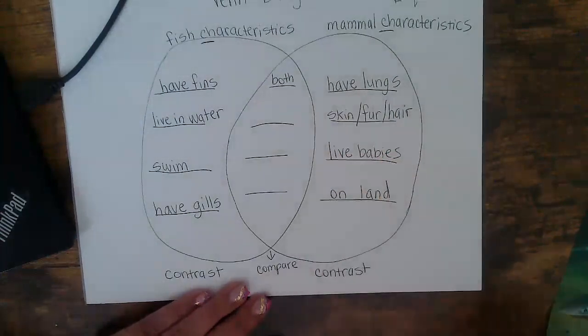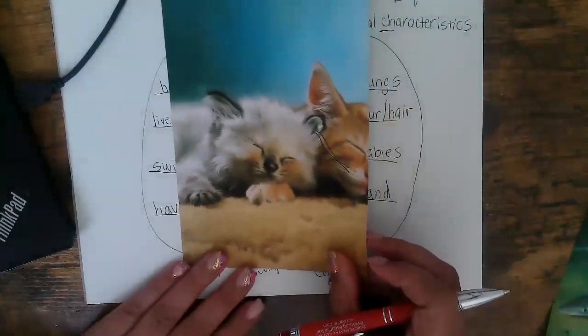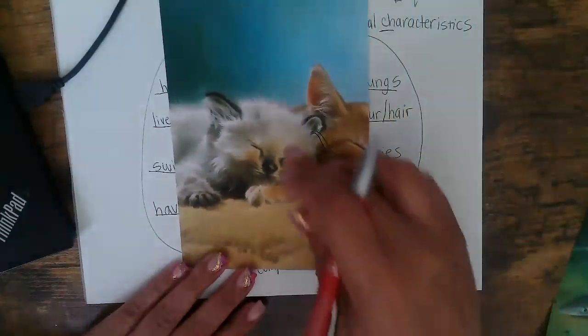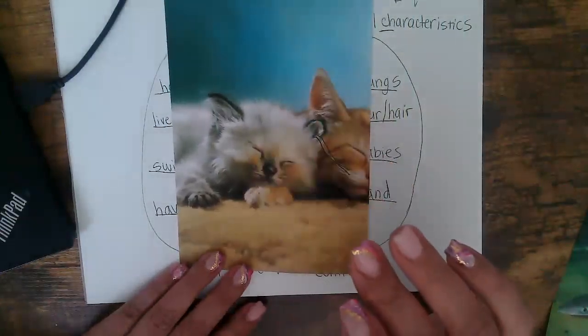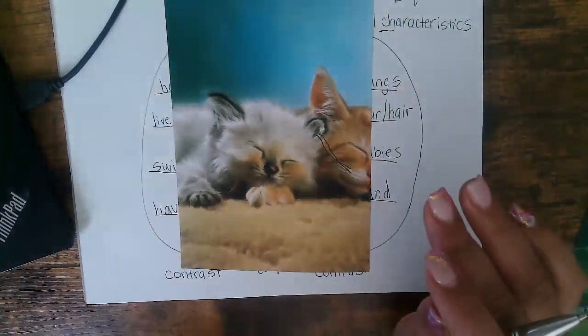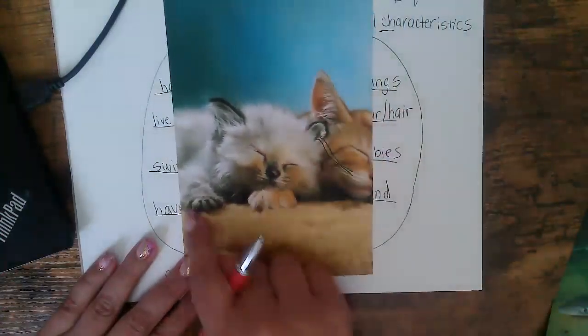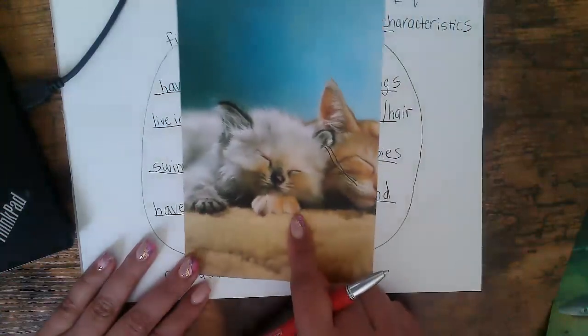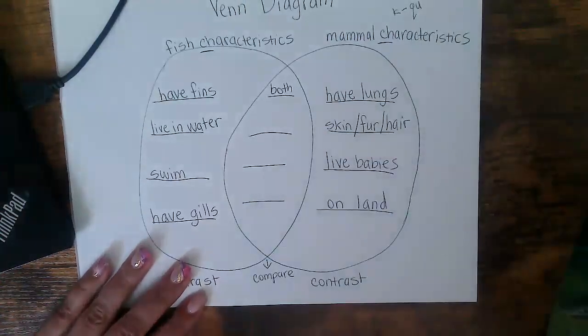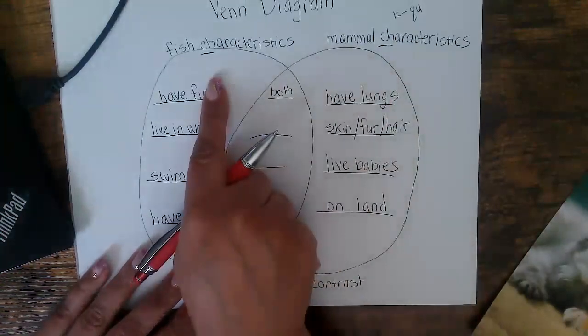On land. I'm going to give you an example in a picture of some mammals. Look at that little kitty, so cute. Has fur. I got my first cat I have now. Her name is Suki. She's so cute. So this cat has fur and it has claws. So there's different characteristics, right? So here's mammal characteristics and here's fish characteristics, right?